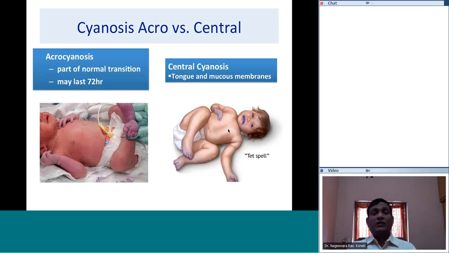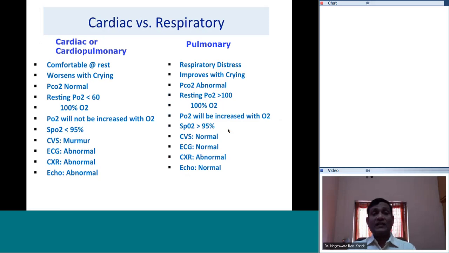I want you people to understand and write down some of these things. If you send me an email, I can send this entire PowerPoint to you. It's a teaching session. You all should know the basic differences between cardiac and respiratory cyanosis. In cardiac cyanosis, these babies are comfortable at rest, whereas in respiratory cyanosis, due to lower respiratory infection or whatever it is, they always have some kind of respiratory distress. Worsening with crying is seen commonly in cardiac cyanosis, because crying acts like exercise: there is an increase of cardiac output, more oxygen demand, so more cyanosis is seen. Whereas in respiratory cases, the cyanosis improves with crying, because the child takes deep respirations, more oxygenation, and the cyanosis disappears.